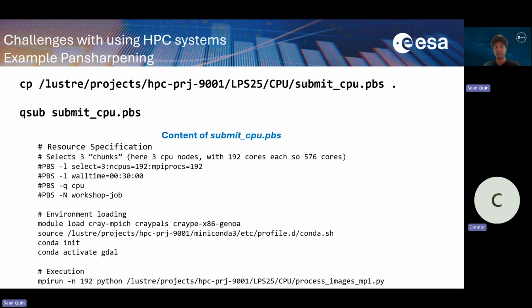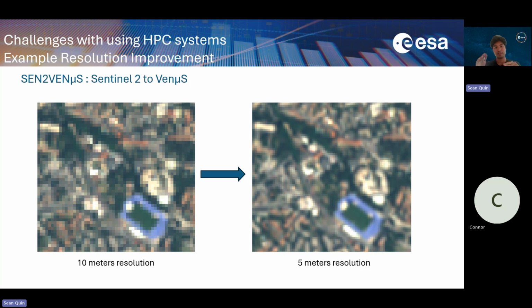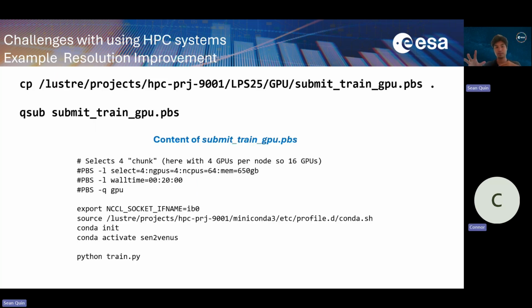As for GPUs, we wanted to do an example of a resolution improvement where we go from a 10-meter resolution to a 5-meter resolution through the use of an AI model. In this case, quite similar to our CPU job script, we select 4 nodes with 4 GPUs each. We do specify CPUs, as GPUs do rely on CPUs. We request 650 gigabytes of memory, which is RAM in this case, with a wall time of 20 minutes on the GPU node. Then we do our environment, where we specify some sockets, affinities, etc., before executing a Python command.